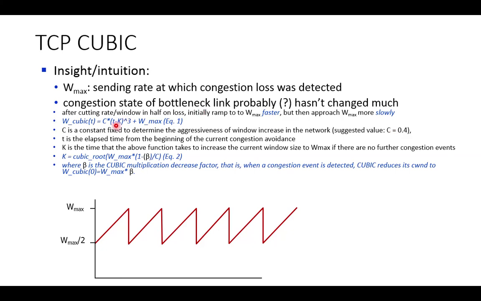This T, what is T? T is the elapsed time from the beginning of the current congestion window. For example, when this congestion happens, it was 10 o'clock, 10 a.m. And now when the new packets are transmitted, for example, it is 10:30. So 30 seconds has passed.